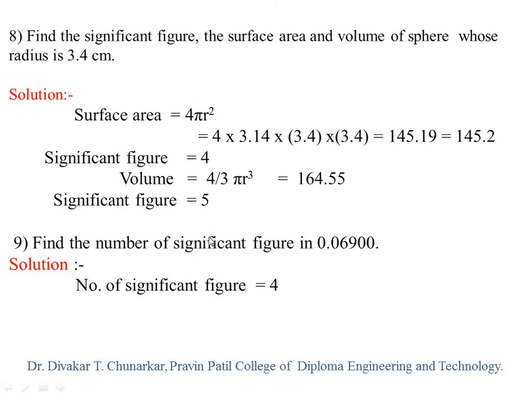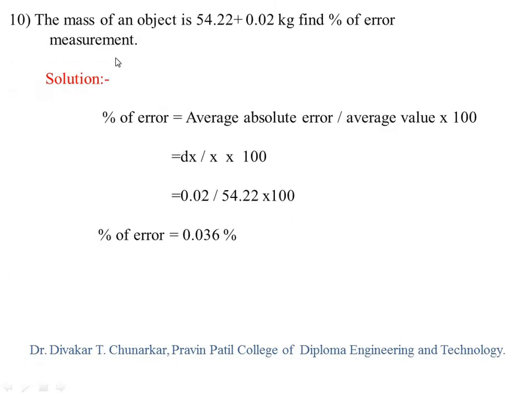And next problem, the mass of the object. The mass of the object is 54.22 plus or minus 0.02 kg. Find percentage of error of the measurement. So we have the average absolute error 0.02 and average value 54.22, and we find the percentage of error. So percentage of error is question mark.